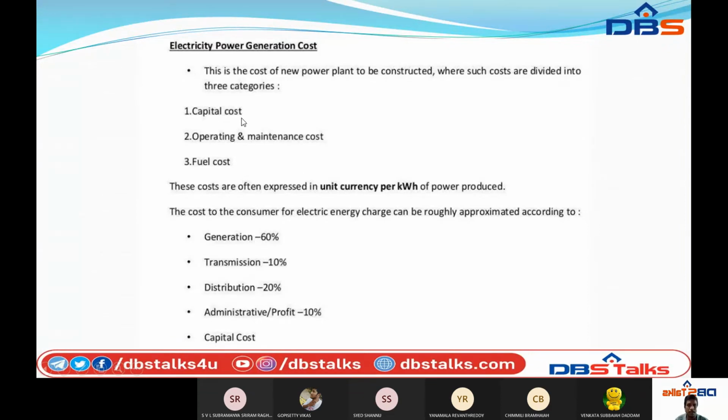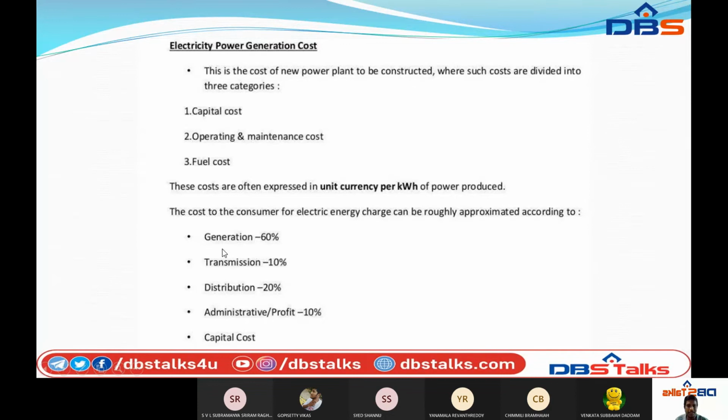First of all, coming to capital cost. These costs are often expressed in unit currency per kilowatt hour. Per kilowatt hour, we are estimating the currency. How much currency is required per kilowatt hour? We are estimating.